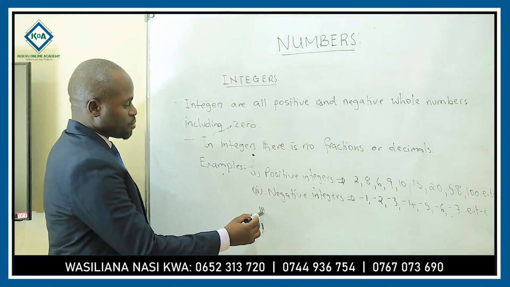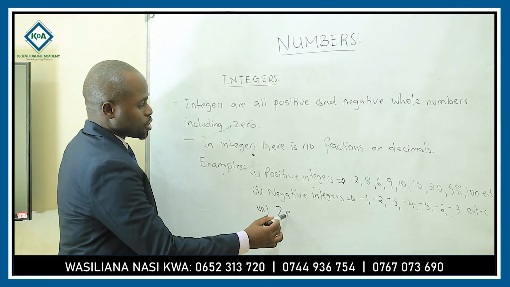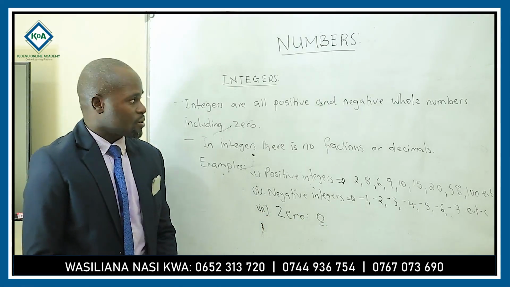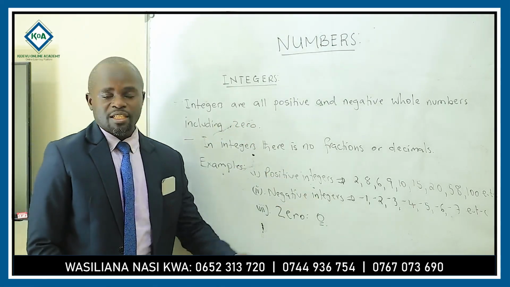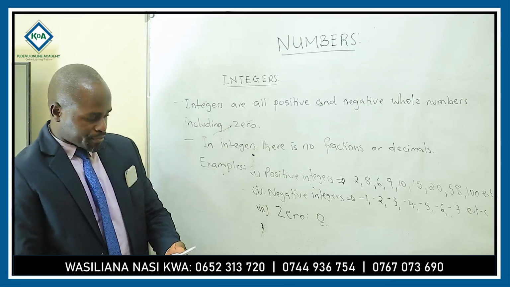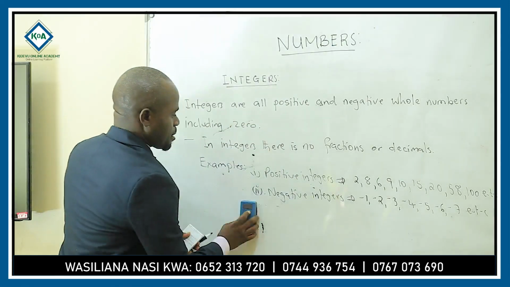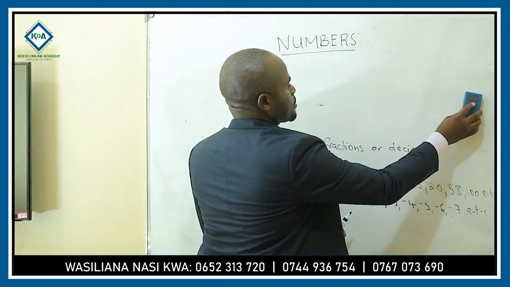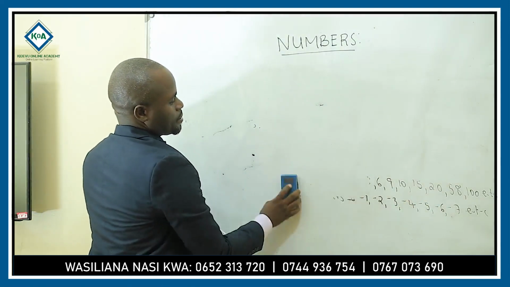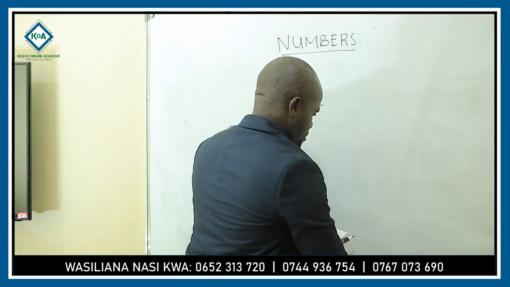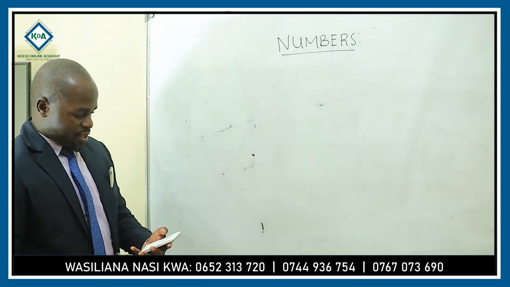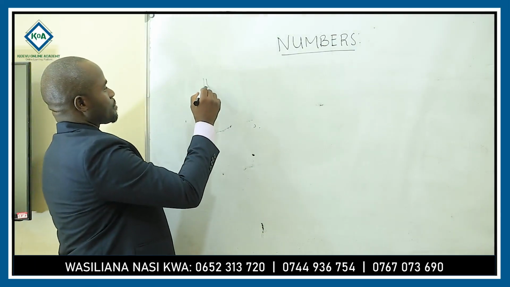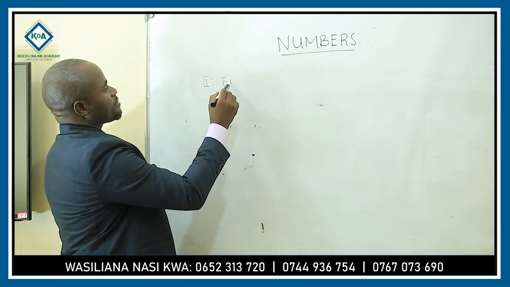But also the third group of integers is 0. Now 0 also is an integer. So this is an integer, and these are examples of integers. Then we have the second group of rational numbers, which is fractions.